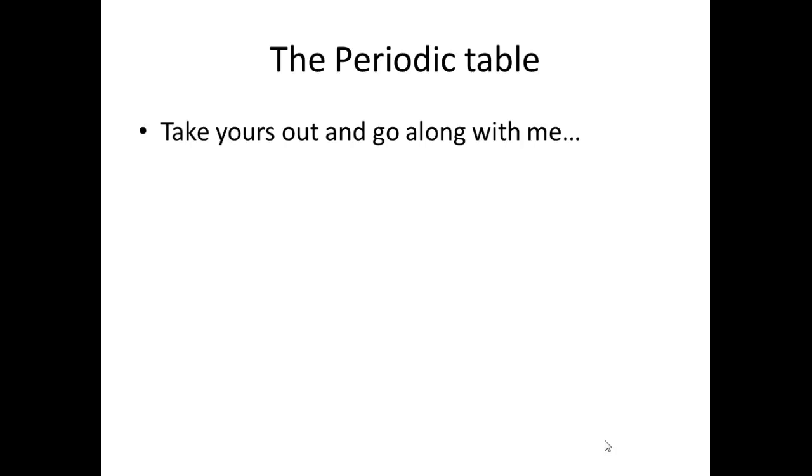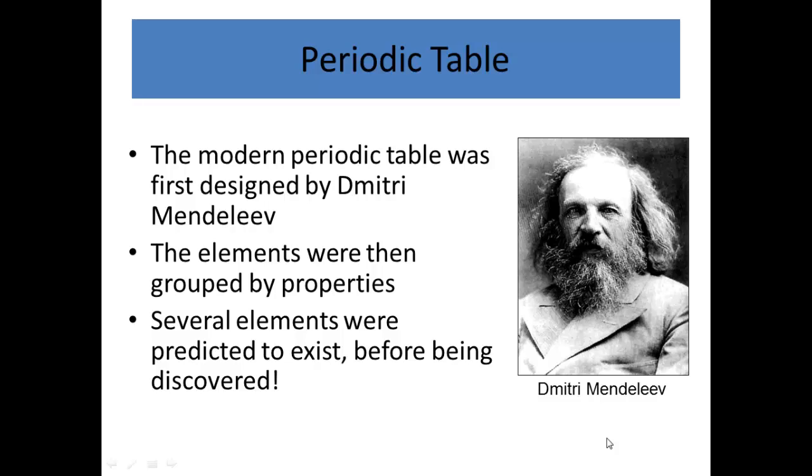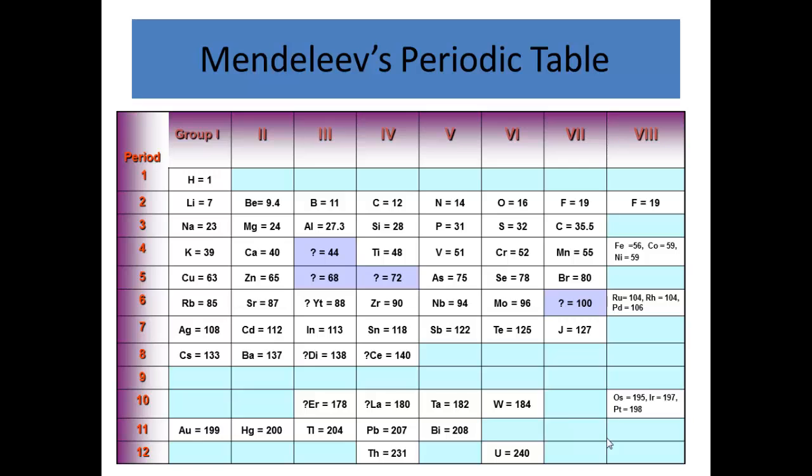So if you take out your periodic table, guys, you might want to do that with me real quick, and I'll give you guys a second. So the first periodic table was designed by Mendeleev. He grouped them by properties, similar to that little card sorting activity that we did the other day. And interestingly enough, kind of how we did it, he actually predicted that there were elements before they existed.